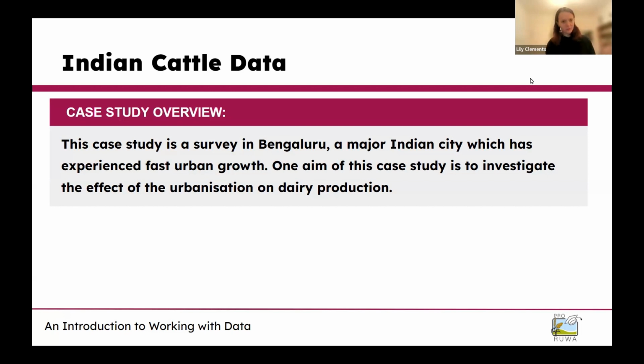As a brief overview, this case study is a survey which was in Bengaluru in India. This is a major city in India which has experienced fast urban growth. And one of the aims of this case study is to investigate the effect of urbanization on dairy population.